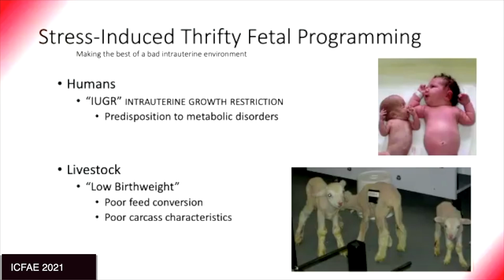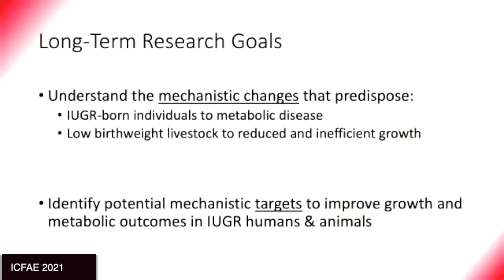Those very same adaptations that occur in our food animals cause them to exhibit really poor feed conversion because they're metabolically inefficient. They're being thrifty when they don't need to be. And then the growth potential that's reduced causes poor carcass yield and poor carcass merit. So they're more expensive to feed because they're being inefficient, and then at harvest, they're worth less money. And so, of course, that's problematic.